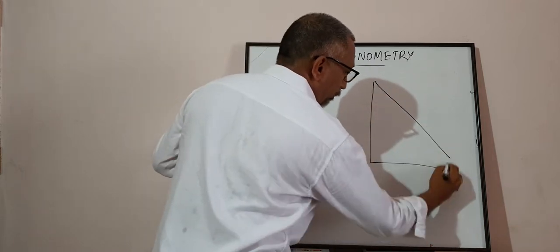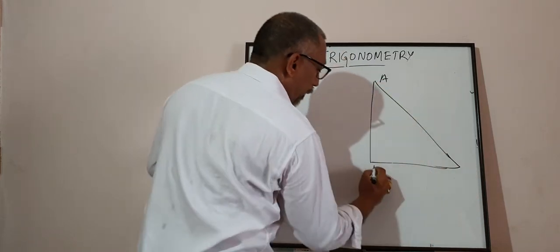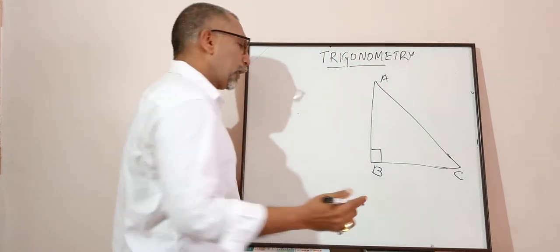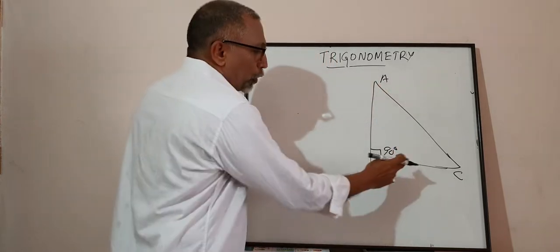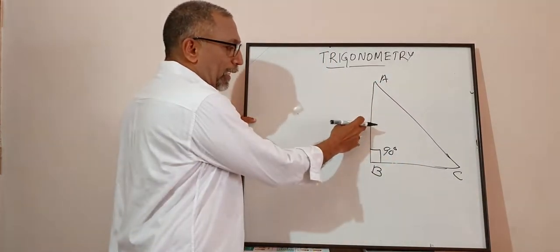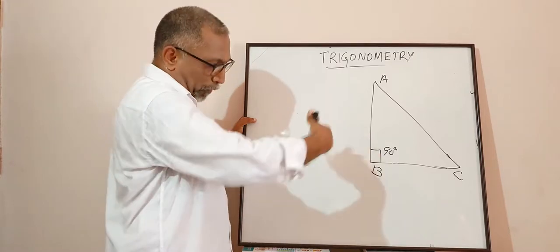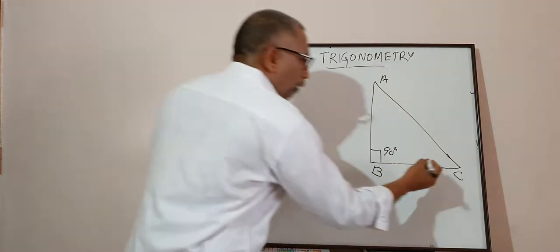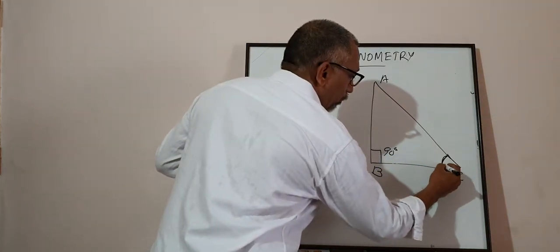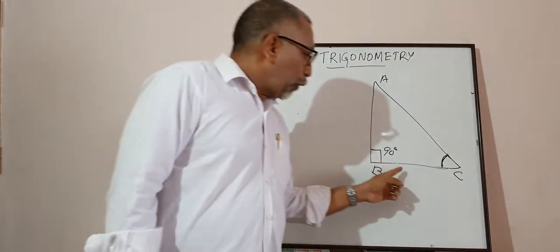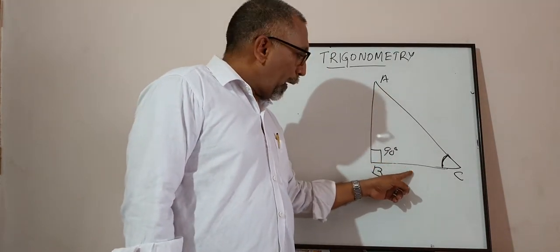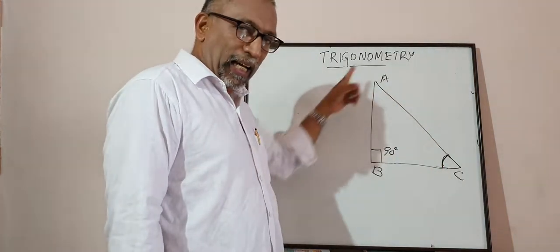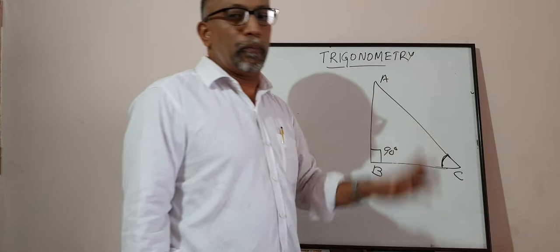Again a right triangle, A, B, C, right angle. Right angle means what? 90 degree. Yeah, you know that. So, what is this side called and what is this side called is actually the big problem. I told you, when it changes, the base and the altitude change. For that, we fix one angle. Now, to avoid that confusion, we are going to name all these three sides with respect to this angle.